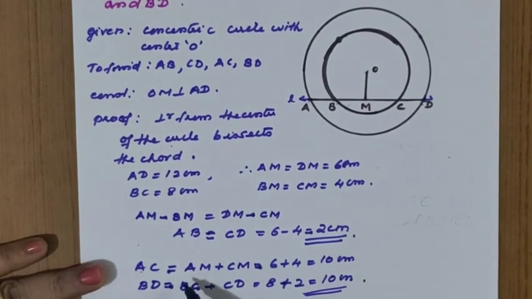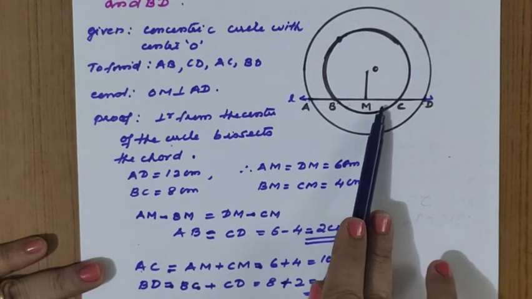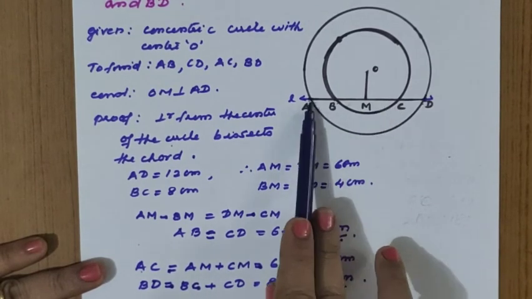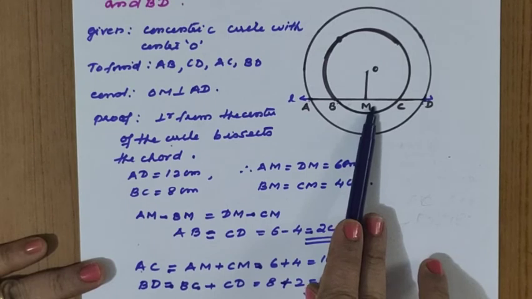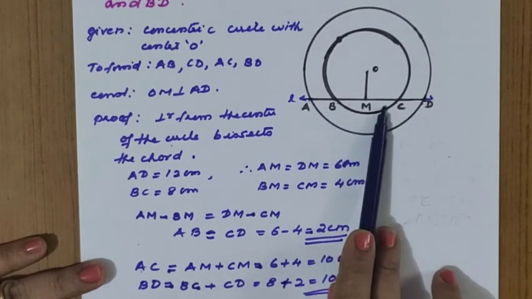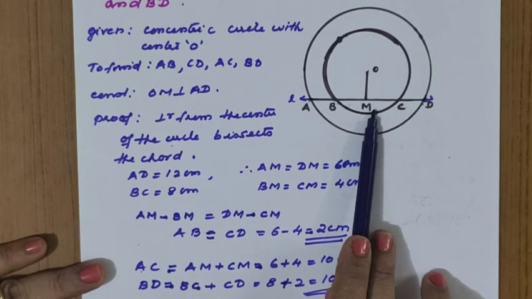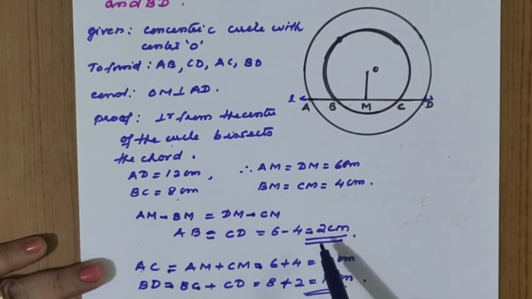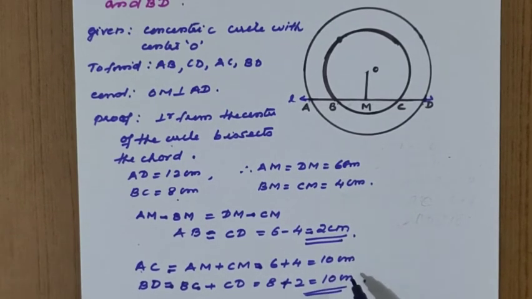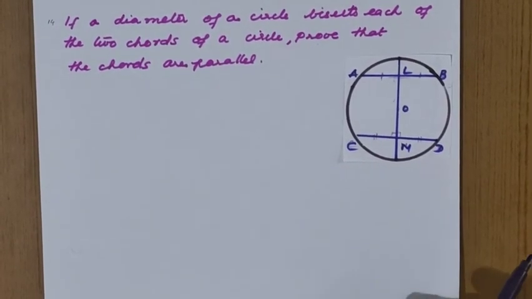So we got the answer now. AC equal to AM plus CM we have taken. By the bisecting property AM we got 6, CM we got 4, so 6 plus 4 equal to 10 centimeter. Next is BD only. BD means BC plus CD we need. So BC, we are given the total length of the chord, that is 8. And the difference CD is 2, so 8 plus 2 equal to 10 centimeter. Hence proved.